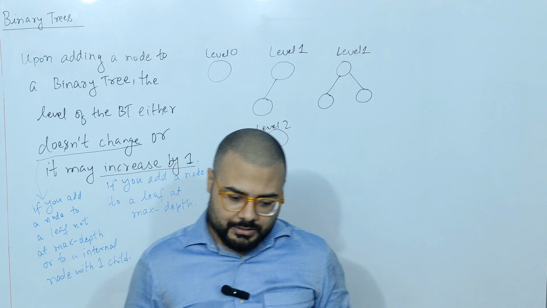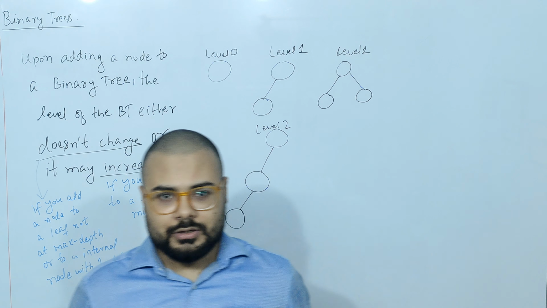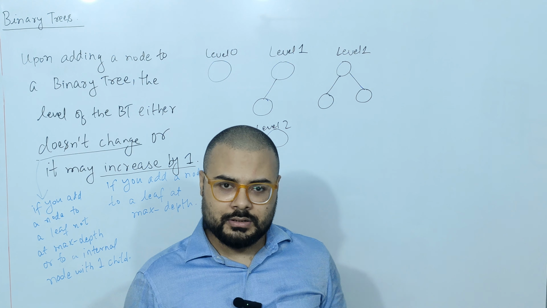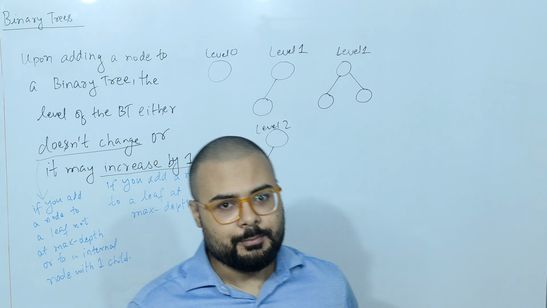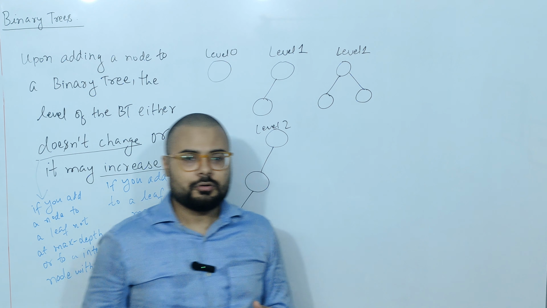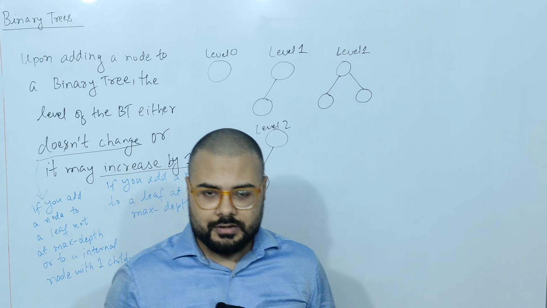Now the question is, if you are asked to draw a tree of level i, then what will you do? You will take a base tree of level i minus 1, and then you will add a node to the leaf at maximum depth. That's what you will do. Now in a binary tree, any node can have a maximum of 2 children. It can have 0, 1, or 2 children, right?